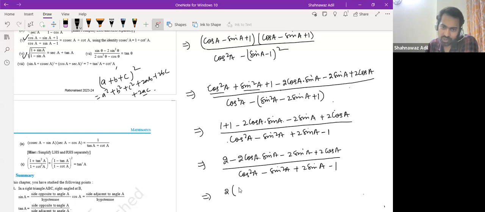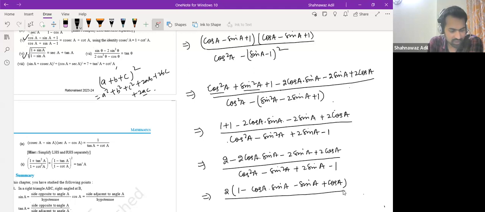So 2 is common. This is 1 minus cos a into sine a and minus of sine a and plus of cos a. So in the denominator, what can we do?